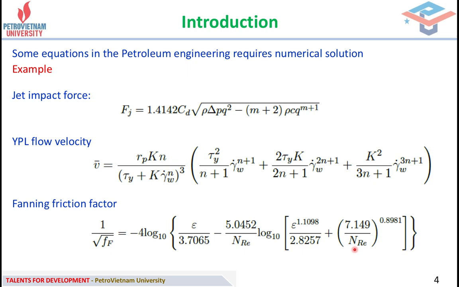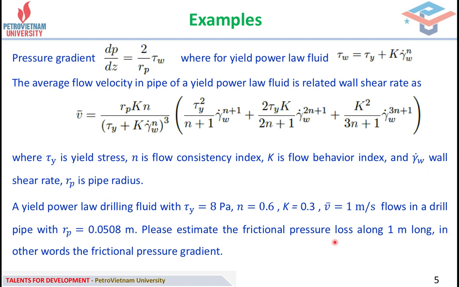And today I'm going to use a very simple and straightforward way to solve one of these equations in Excel. Now let's try some examples. For example, the pressure gradient can be calculated from this formula, where the wall shear stress can be obtained from the yield stress, the flow behavior index, and the flow consistency index, as well as the wall shear rate. The wall shear rate is related to the flow velocity by this formula.